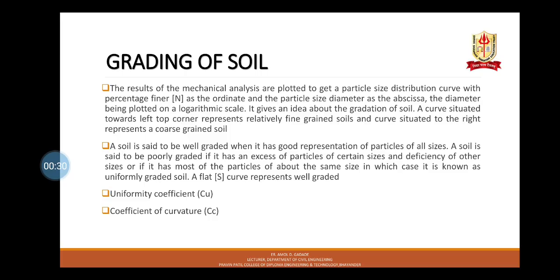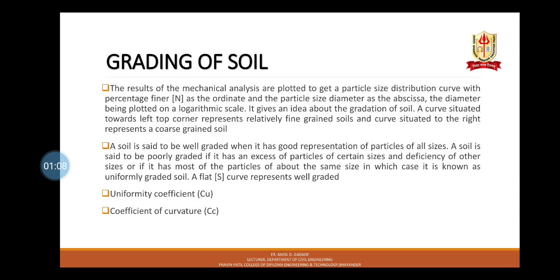A curve situated towards the left top corner represents relatively fine grained soil, and a curve situated to the right represents a coarse grained soil. A soil is said to be well graded when it has good representation of particles of all sizes. A soil is said to be poorly graded if it has an excess of particles of certain sizes and deficiency of other sizes, or if it has most of the particles of about the same size, in which case it is known as uniformly graded soil.